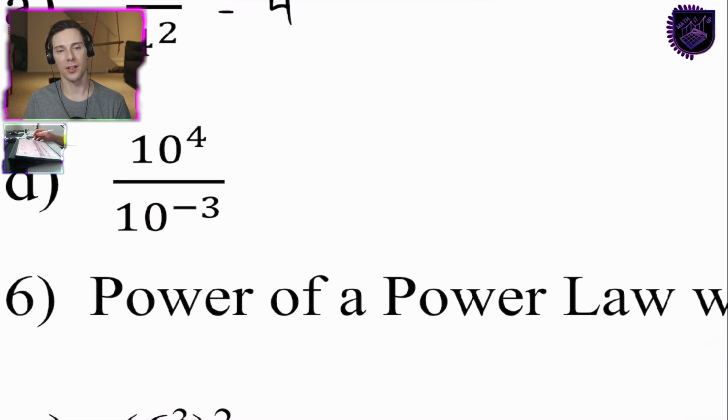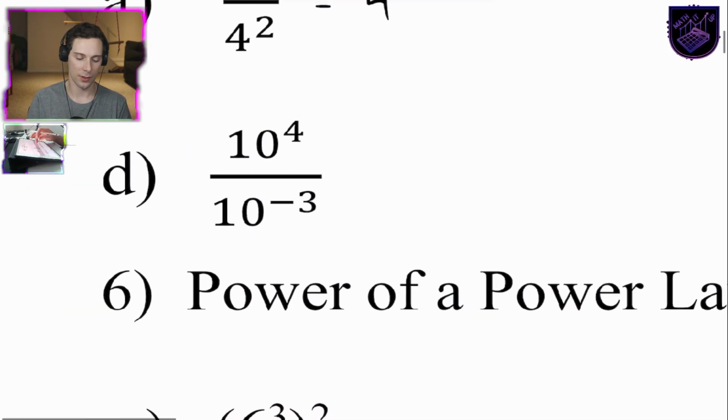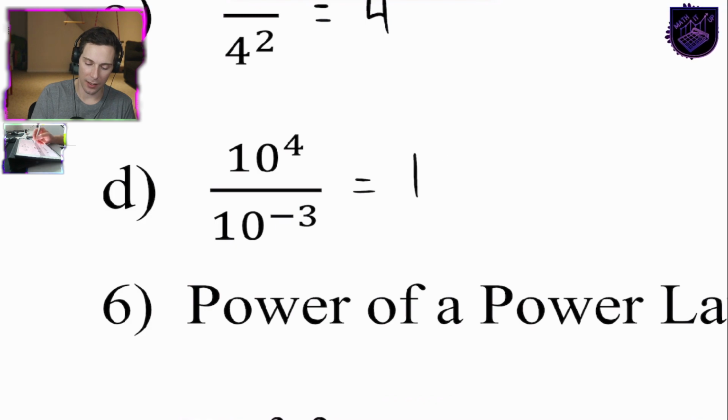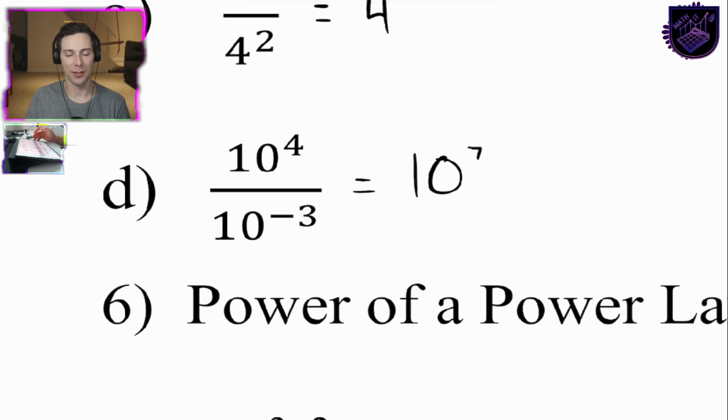Now we have some interesting negative exponents mixed in. 10 to the power of 4 divided by 10 to the power of negative 3. So what do we do here? Once again, think about your integer rules. If I'm subtracting a negative, it's like I'm adding a positive. It's like I'm adding 3. It's going to be equivalent to 10 to the power of 7. Right? So you're dividing by 10 to the power of negative 3. So it's going to be equivalent to 10 to the power of 7.